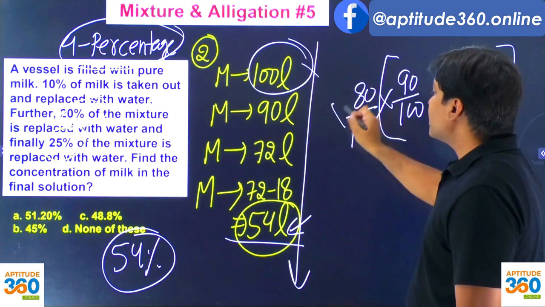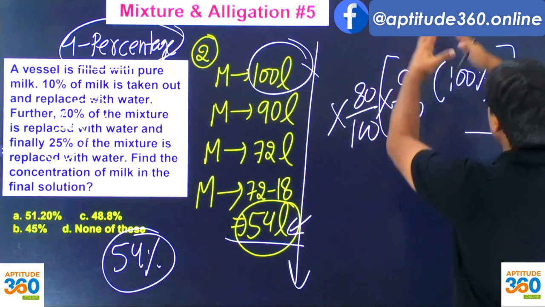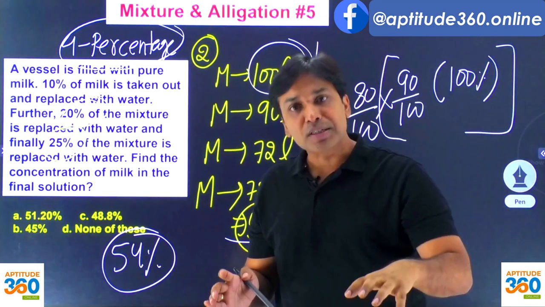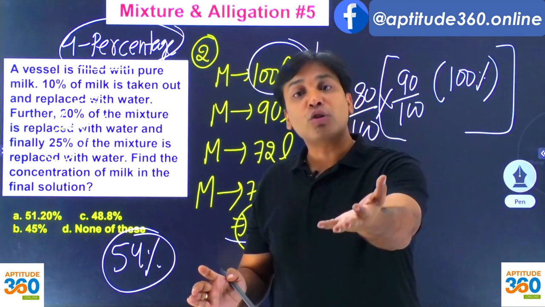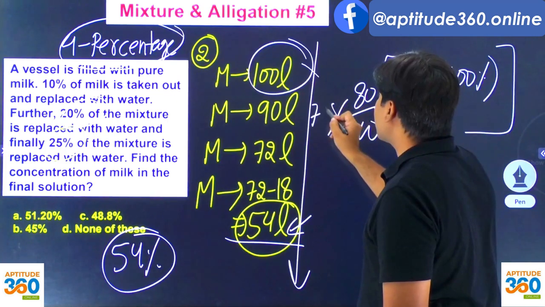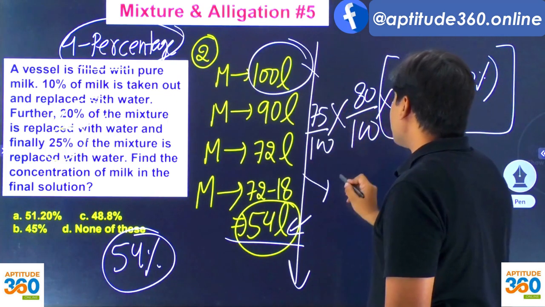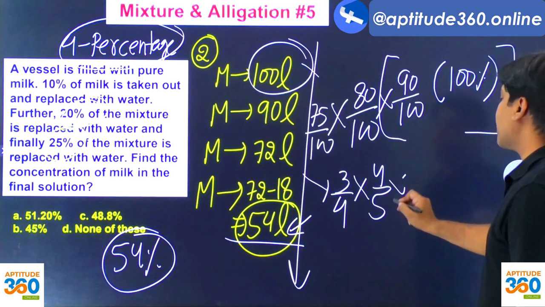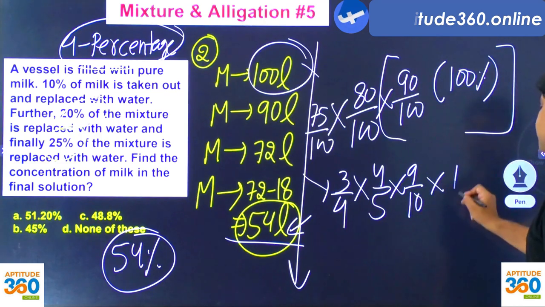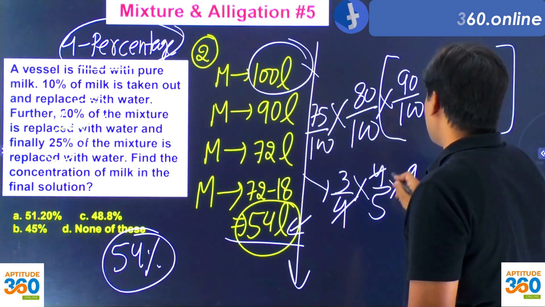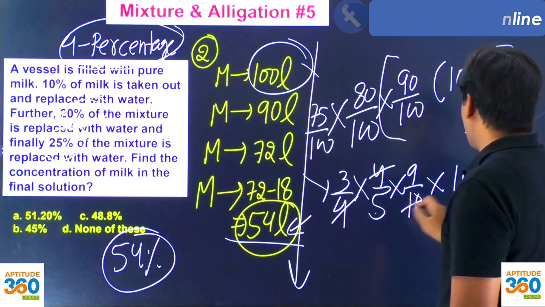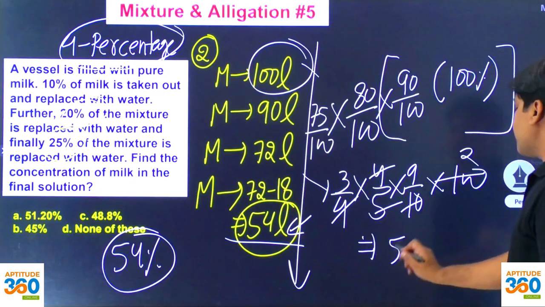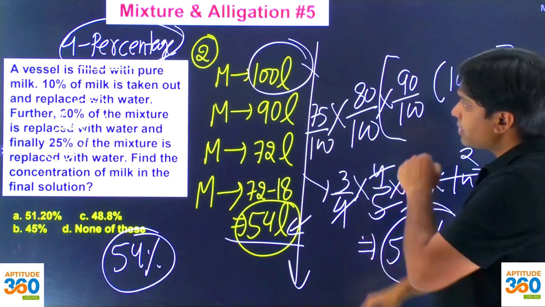This is 80/100, and then 25% of this is getting out, isn't it? If 25% of this is getting out, you're left with 75% of milk, and that is what you're finding out. So 75% can be written as 75/100, and if you simplify 75, this value is 3/4, this value is 4/5, this value is 9/10 of 100%. And if you simplify this, we are very easily going to find out the answer. So this is going to be 3/9/2, and this comes out as 54%. We have got the answer.